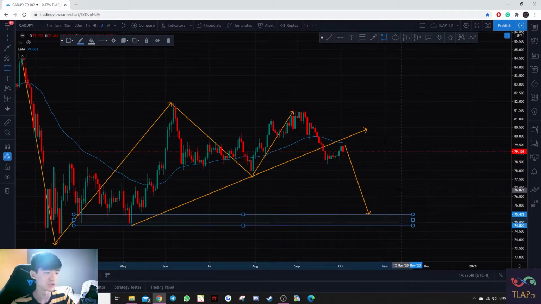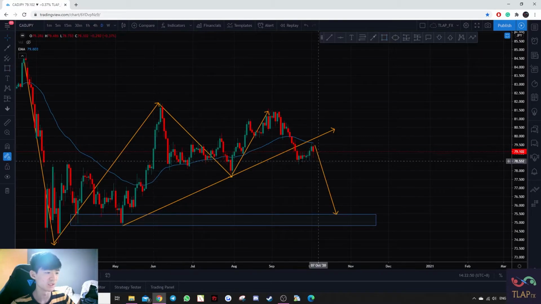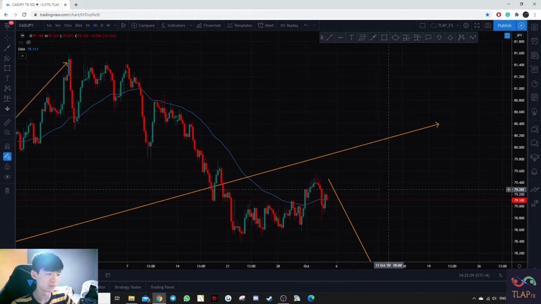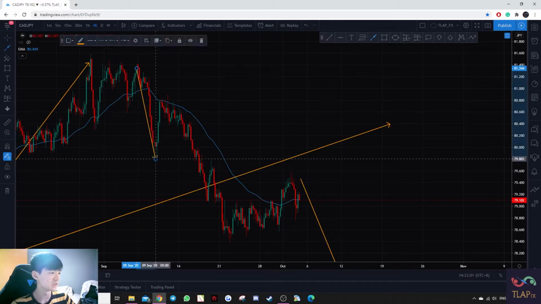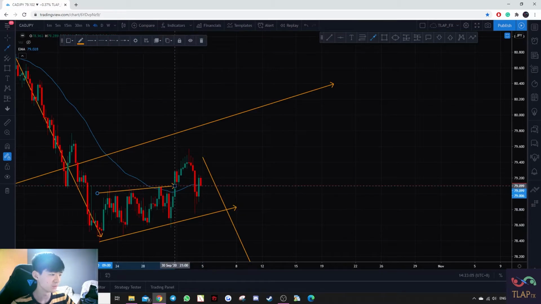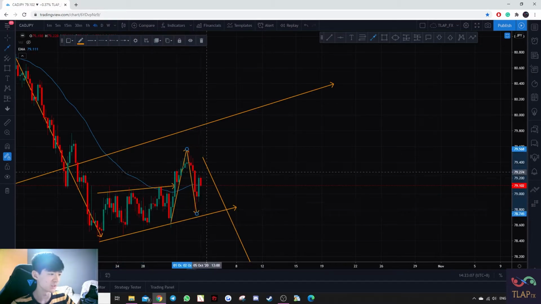So this is our projection on daily, and we are looking for selling opportunities over here. So how do we look for a trade? Would be dropping down to the lower time frame. You can see that prices made this swing, consolidated over here. It broke up and closed back into this zone.